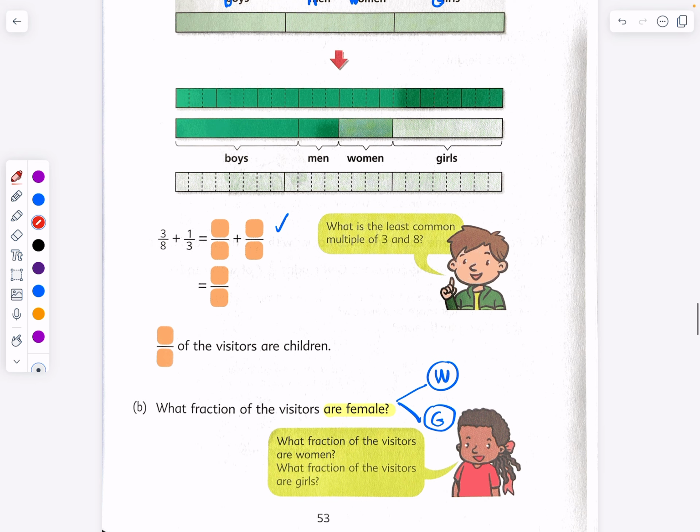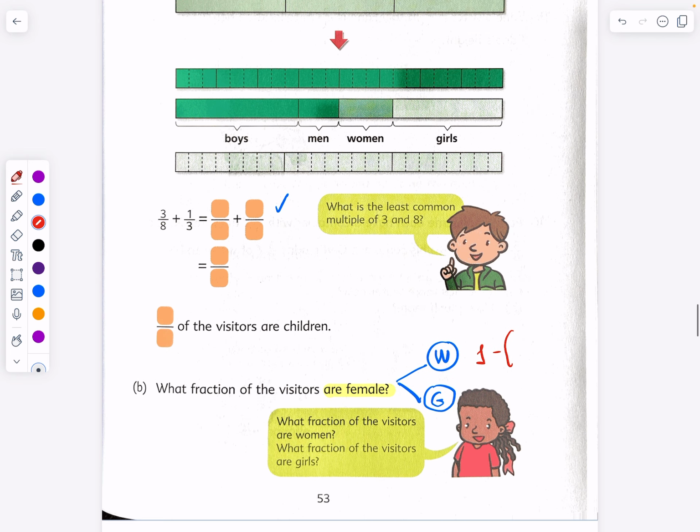So we can say the following: 1 minus boys and men. So it's 3/8 plus 1/8. Therefore, we have the same as 1 minus 4/8, which is a half. Therefore, 4/8 are female and 4/8 are male. We can say 1/2 are female attendees, females.